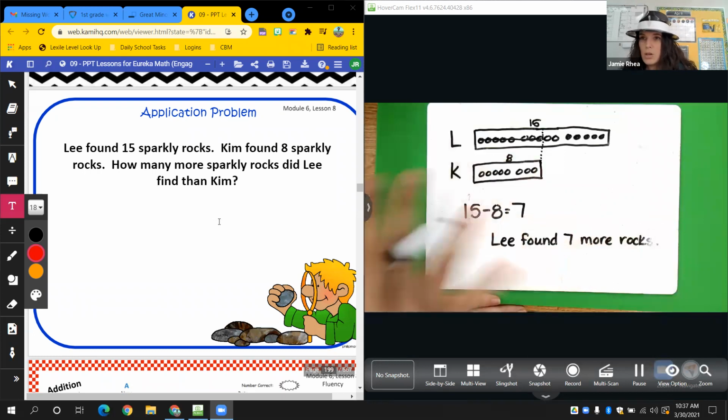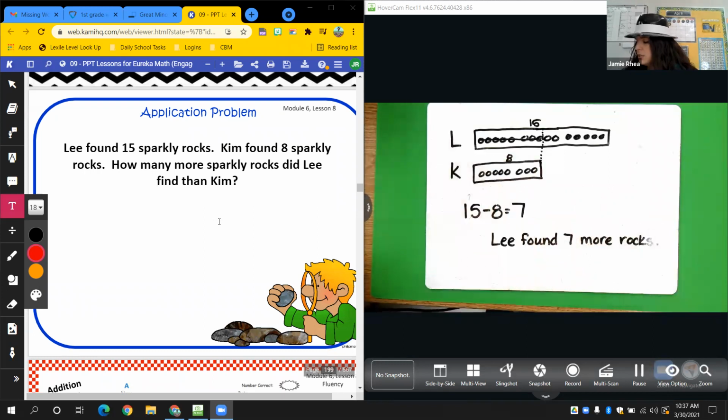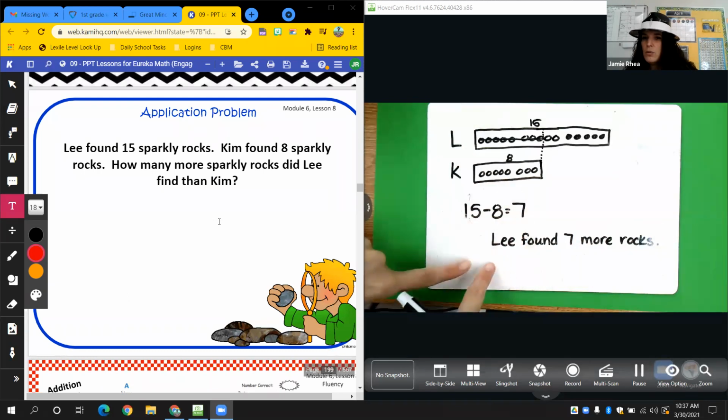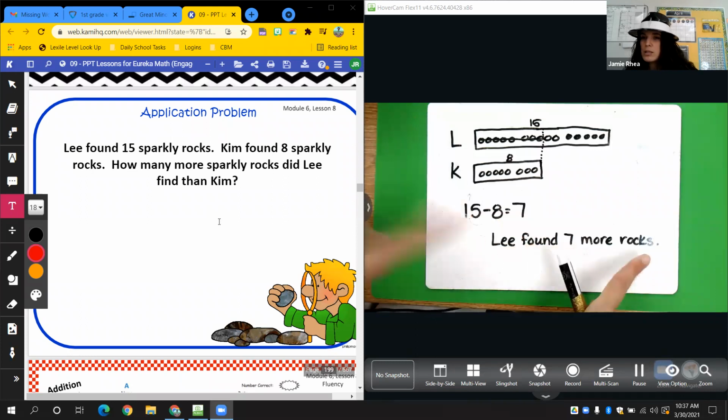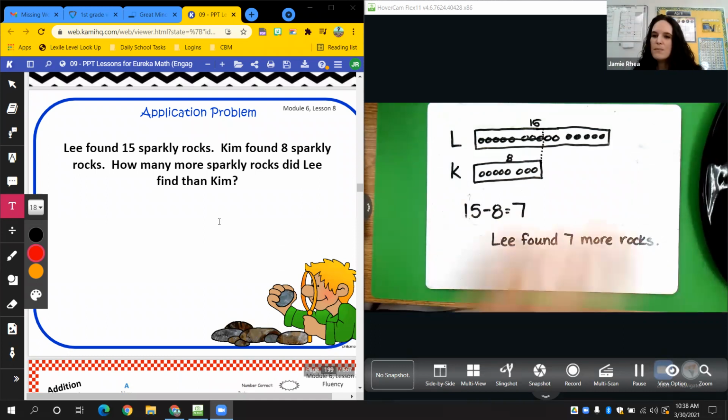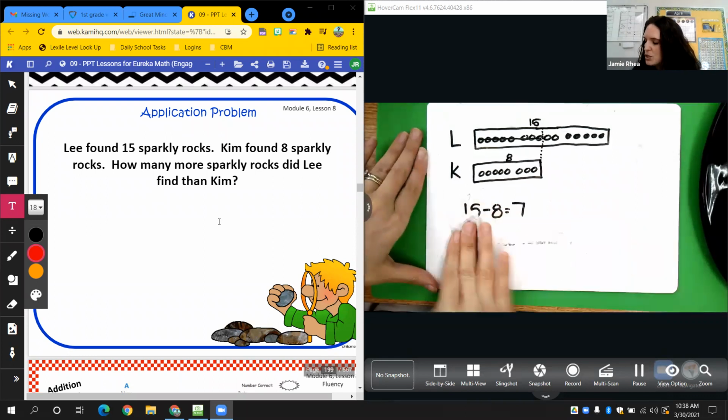Now, did we solve this case? Let's look. Did we draw what we knew? We did. Make a number sentence? We did. We subtracted 8 from 15 and got 7. Then we wrote a statement to match our problem. Lee found 7 more rocks. That answered our question. How many more sparkly rocks did Lee find than Kim? Lee found 7 more rocks. So that means our case is solved. We are ready to take off our detective hats because we've solved the mystery. And you can erase your board.